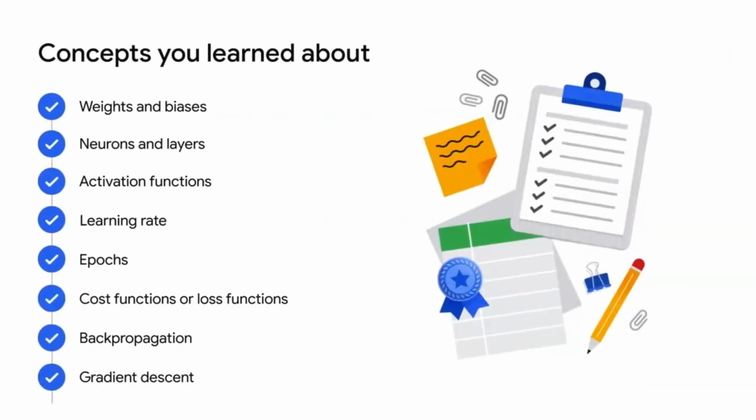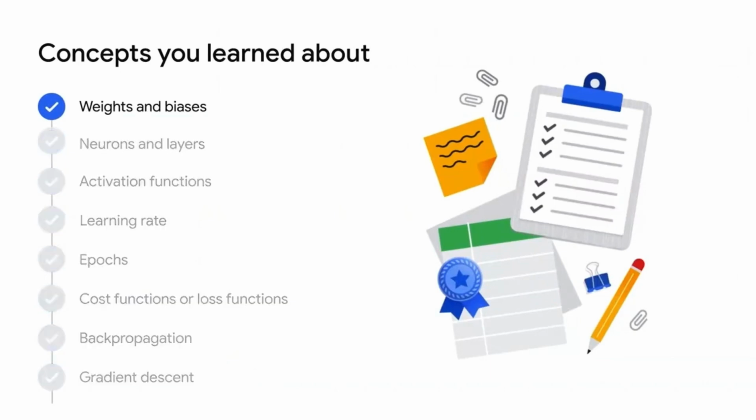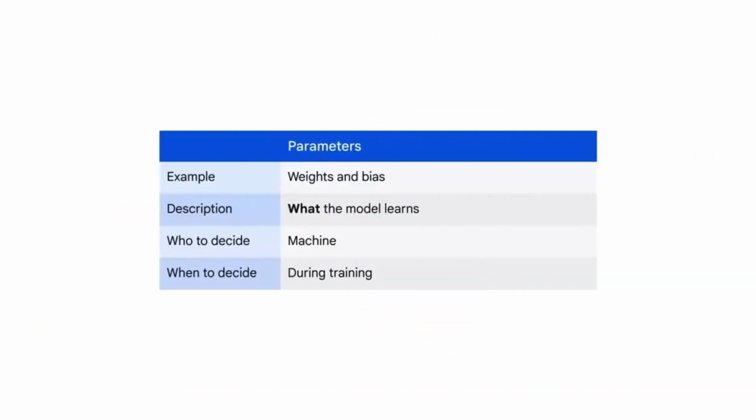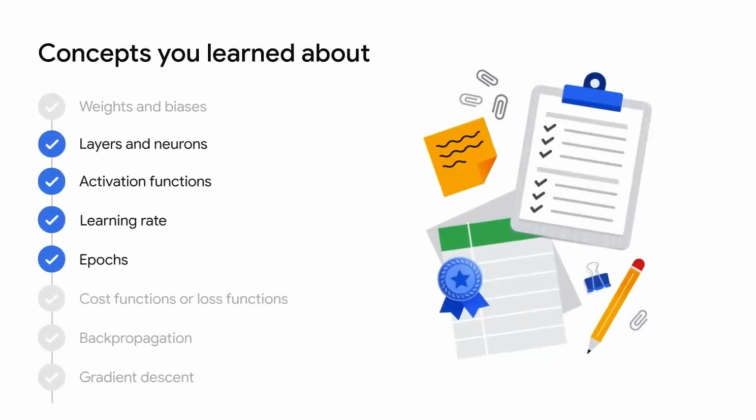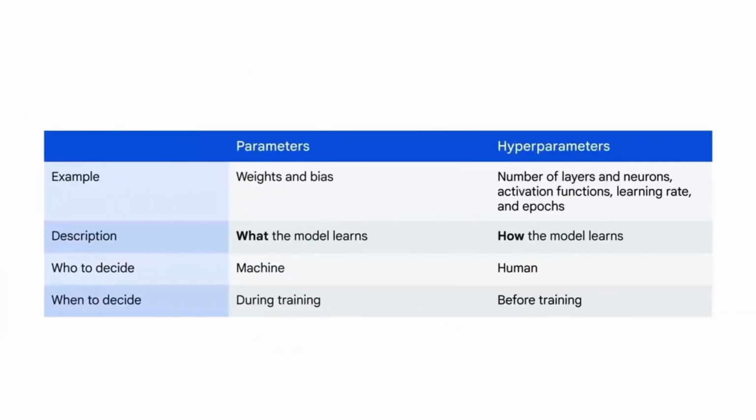Learning about neural networks can be exciting, but also overwhelming with the large number of new terms. Let's take a moment to review them. In a neural network, weights and biases are parameters which are learned by the machine during training. You have no control of the parameters except to set the initial values. The number of layers in neurons, activation functions, learning rate, and epochs are hyperparameters, which are decided by a human before training. The hyperparameters determine how a machine learns.